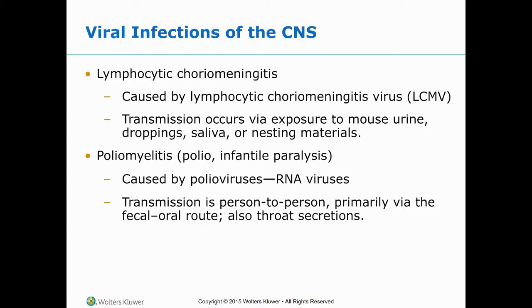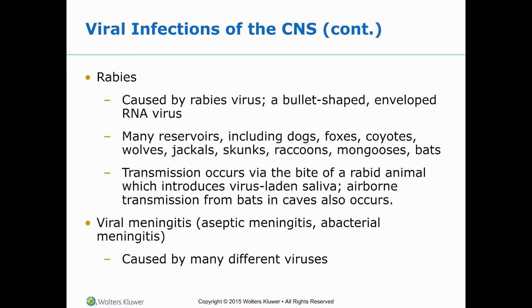Okay. In the central nervous system, we have polioviruses. These are RNA viruses, usually spread person to person, usually fecal-oral. They can also come through throat secretions. We also have rabies, another one that can infect you. This really targets the brain for the most part, and it usually comes from rabid animals through a bite, since it can occur in the saliva. Then there's viral meningitis. This can be caused by a number of different things, but the idea is that they attack the meninges.